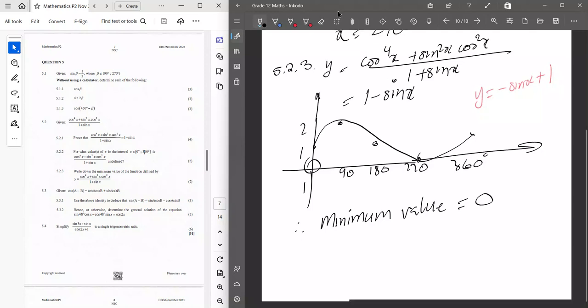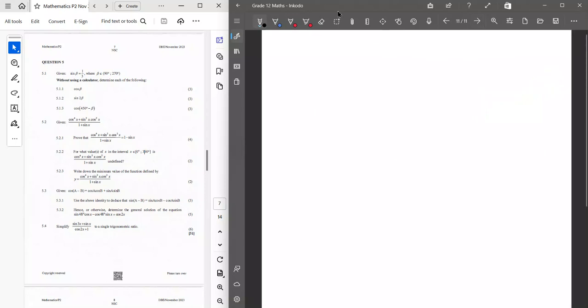Now let's proceed. I have to go to the next page. Now we need to go to 5.3. Remember, we must be done with this question in 31 minutes if we are slow, but let's see how far we can go. 5.3: use cos(A minus B) is equal to cos A cos B plus sine A sine B. Remember, guys, if you are using a mobile device, please rotate your screen.